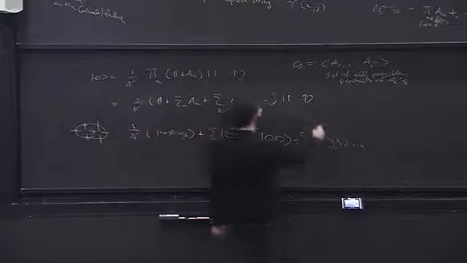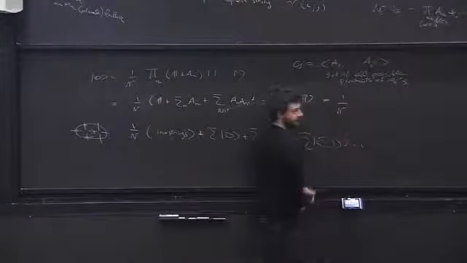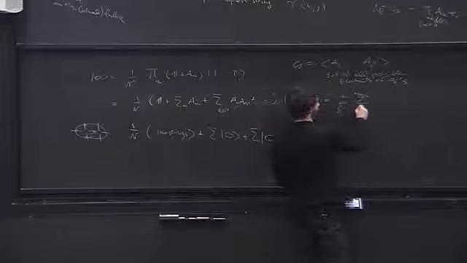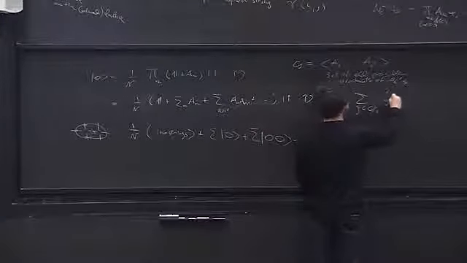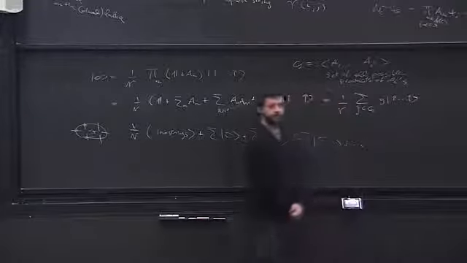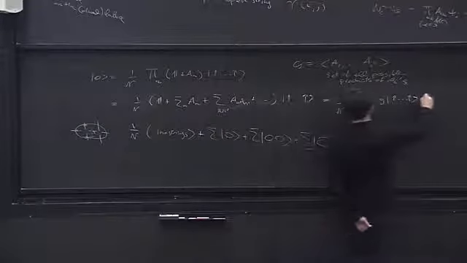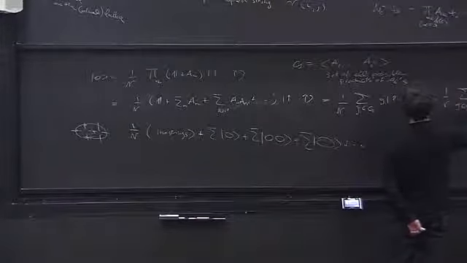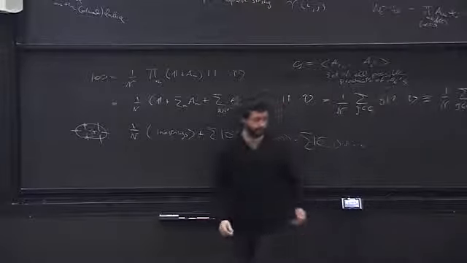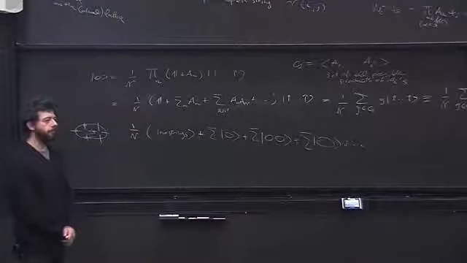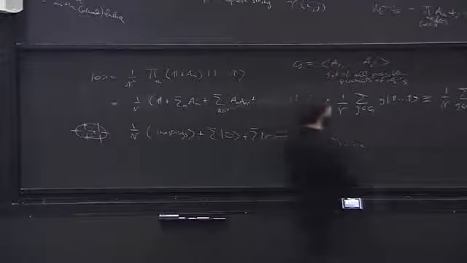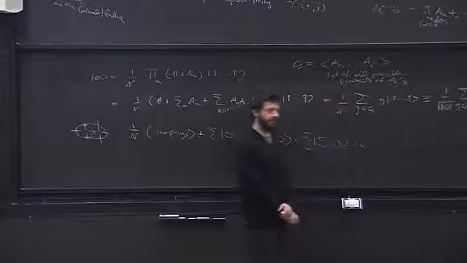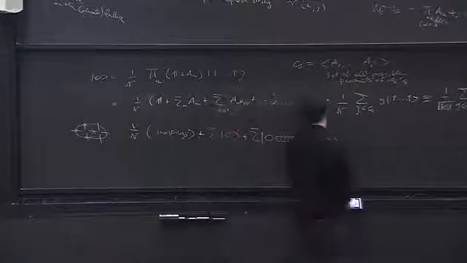So this thing is 1 over n, the sum over the elements of this set, acting on the reference state, which by definition I will call ket G. And of course, what is this normalization? It's the square root of the number of elements in this group.